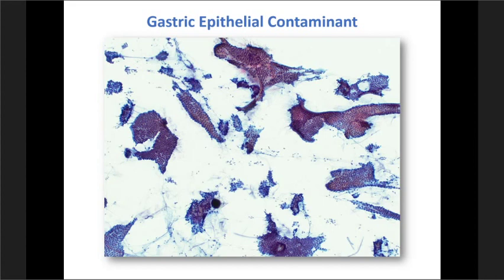Similarly, if the lesion is in the tail of the pancreas, the route would be through the stomach. And what we would end up obtaining in some situations is gastric epithelial contaminants. These are a little bit more challenging than duodenal contaminants, because at low power, they can very much look like truly a sampling of the pancreas, which may represent a mucinous neoplasm.